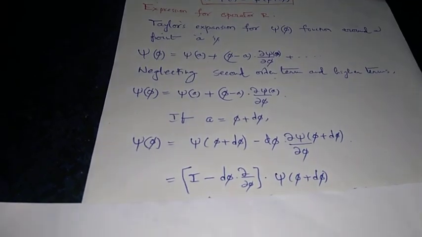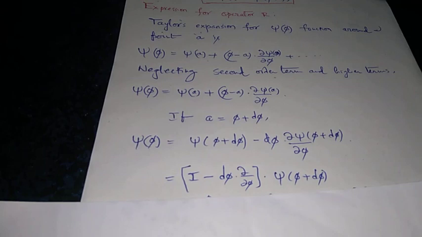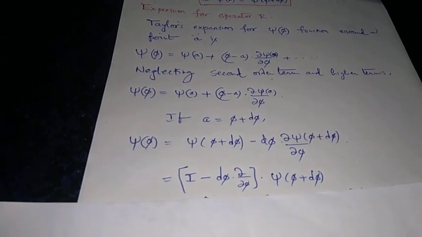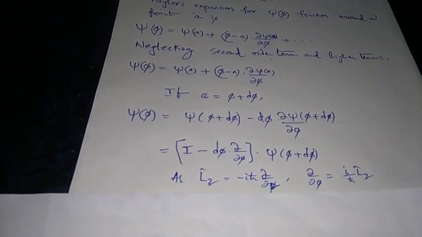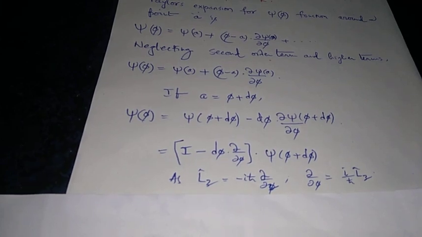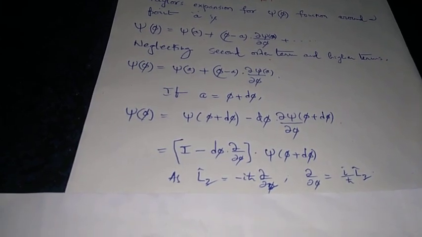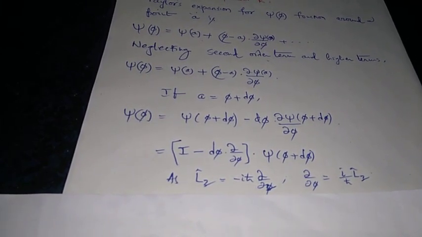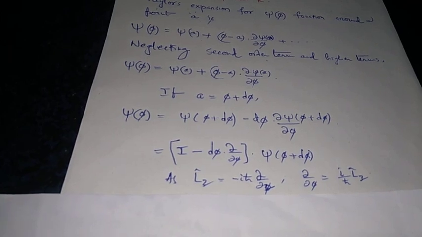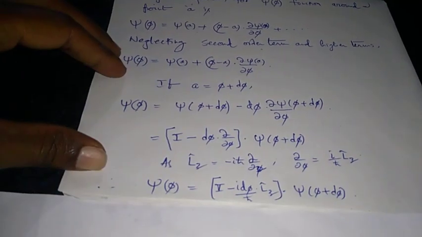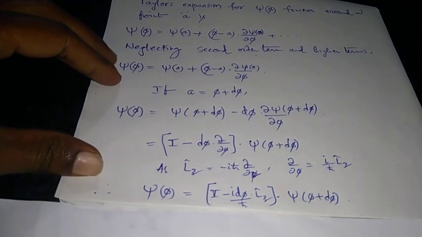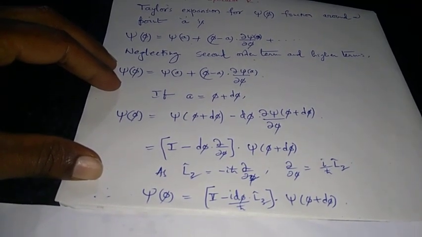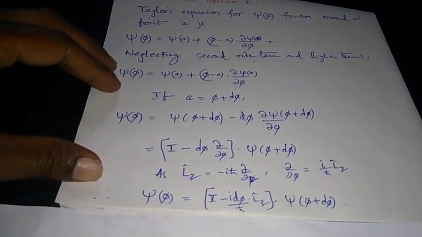Then if you pull out ψ(φ + dφ) outside, we get the remaining thing in the square bracket in front. And as the Lz operator was minus i h cut times ∂/∂φ, we can write it by noting that ∂/∂φ is equal to i by h cut times Lz. So the above equation will become ψ(φ) equals the thing in the square bracket times ψ(φ + dφ).